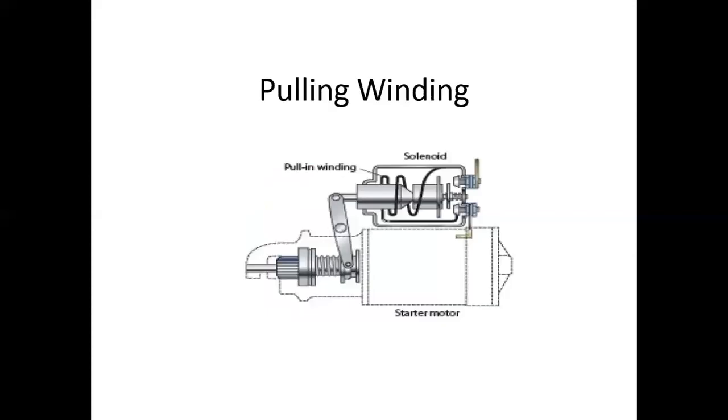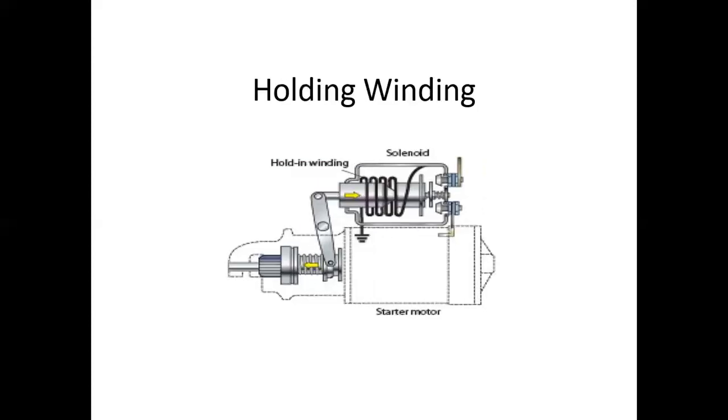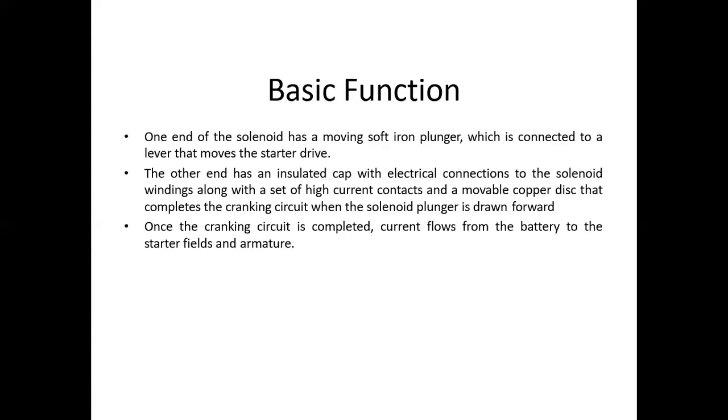Next, the pulling windings and the holding windings, which are the two models. The pulling winding defines when the plunger needs to be pulled. The other one is the holding winding, which defines how long the ring stays connected to the crankshaft. They are separated here in red and blue colors. This is the basic function of the solenoid switch.